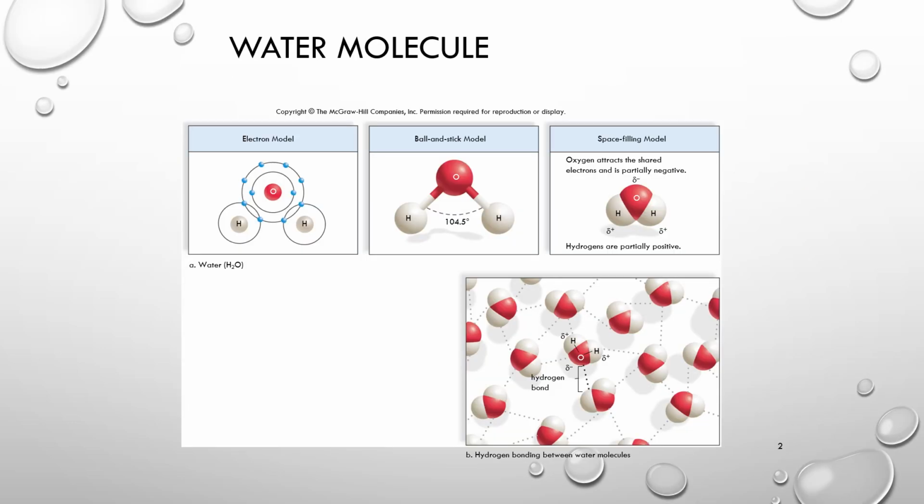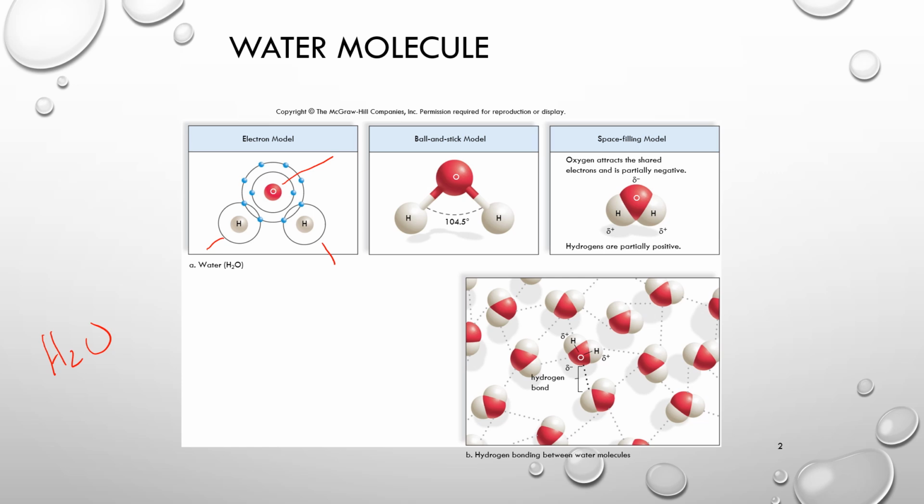So water is H2O. So it's one oxygen atom bound to two hydrogen atoms. And the oxygen has 8 electrons, so 2 in the first orbital, 6 in the second. Hydrogen only has 1 electron. So each of the hydrogens shares its 1 electron with the oxygen. So that gives oxygen a stable, filled shell of 8, and hydrogen a stable 2 electrons in its first shell.